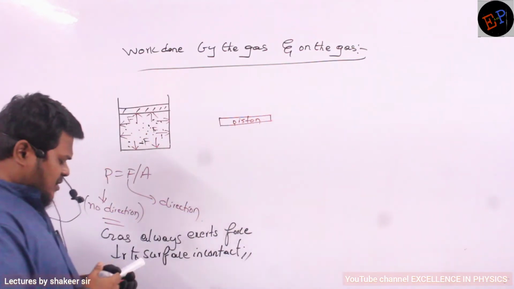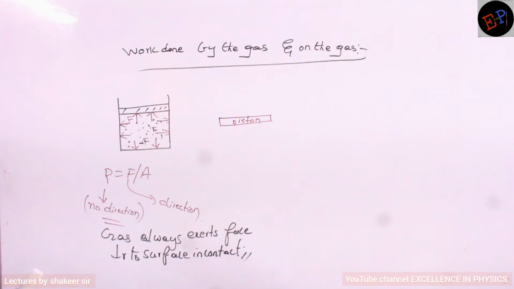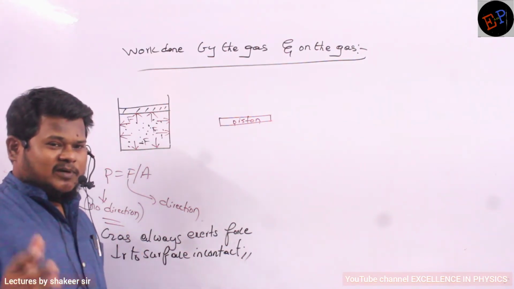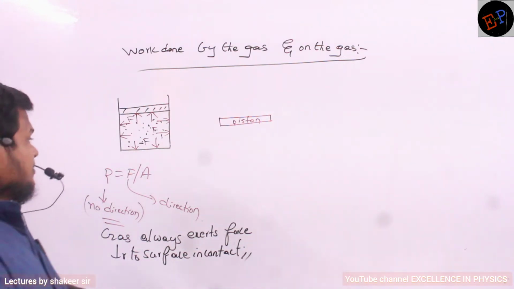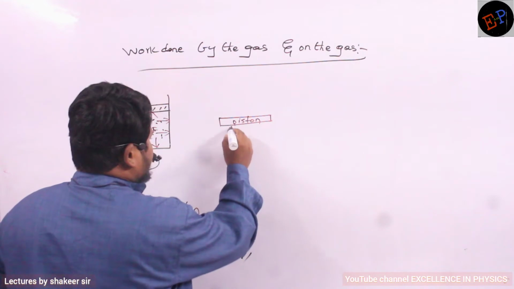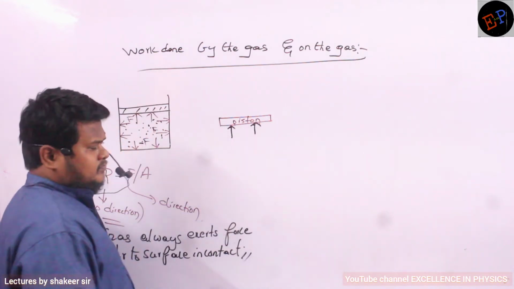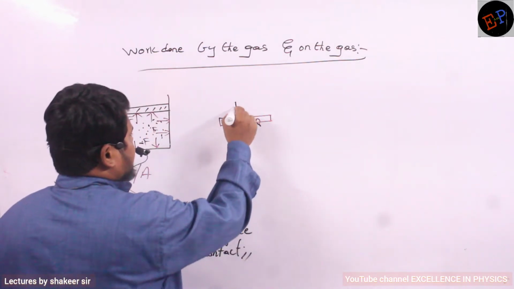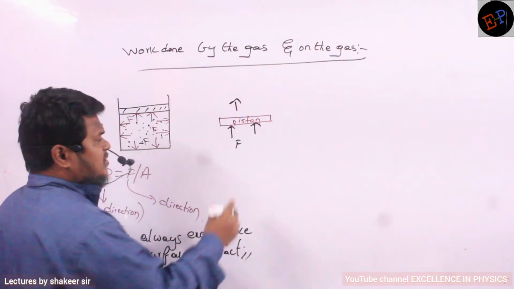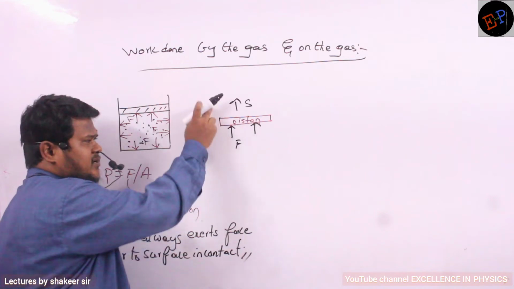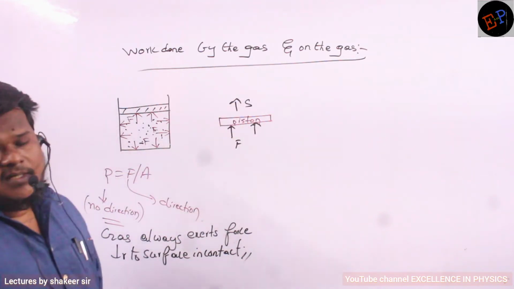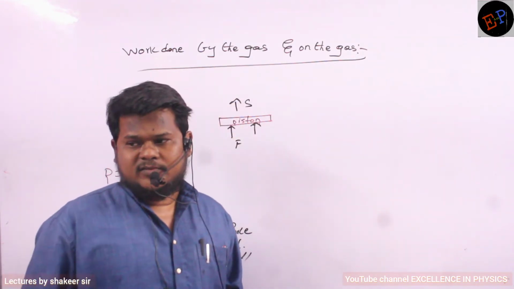So listen very carefully. This is not like chemistry. Anything entering into the system is taken positive, leaving out of the system is negative. We should study this very carefully. So force on the piston is in this direction. If a piston moves in upwards direction, it means the displacement is also in upward direction. So force and displacement, if both of them are in the same direction, then work done by the gas will be positive.